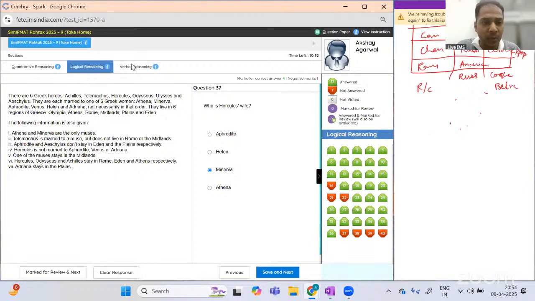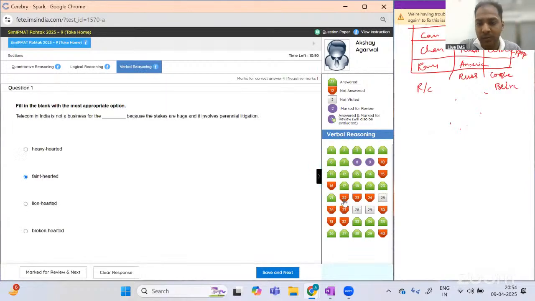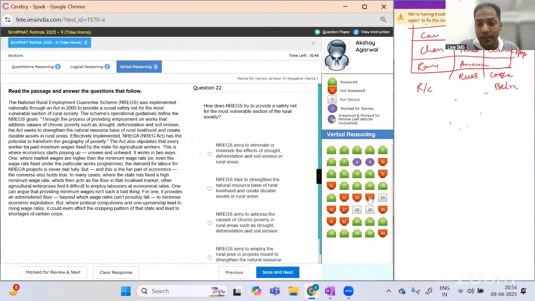I think RC would be a better bet. I'll go back to the RCs now. RCs would be a better bet than this. And there are very small passages.